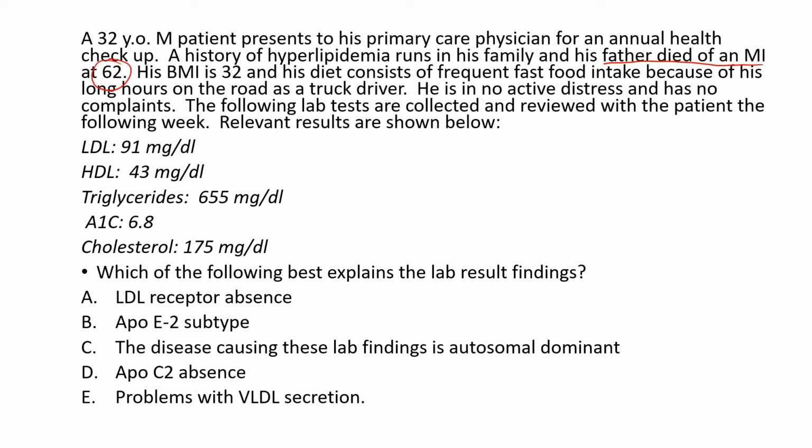At 62. Right away, this doesn't sound like the description for familial hypercholesterolemia. Remember, that was the one I said, the D for death, because it has early MIs, a family history of early MIs. That doesn't really seem to be happening here, but let's keep reading. His BMI is 32, and his diet consists of frequent fast food intake because of his long hours on the road as a truck driver. He is in no active distress and has no complaints. The following lab tests are collected and reviewed with the patient the following week. The relevant results are shown below.